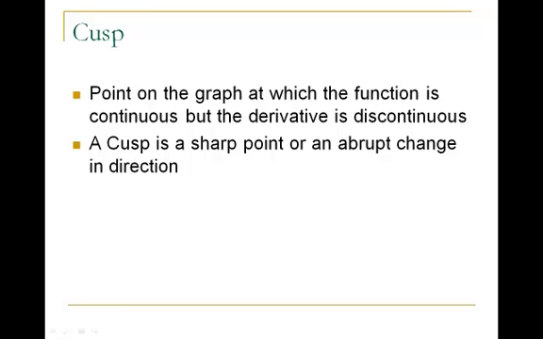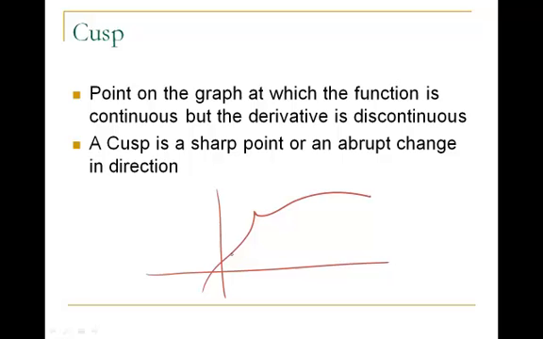We talked about a cusp a minute ago. Just to do a quick definition, a cusp is a point on the graph at which the function is continuous, but the derivative is discontinuous. Let me show you what we mean. So there's a graph with a cusp. You can see that it is continuous.